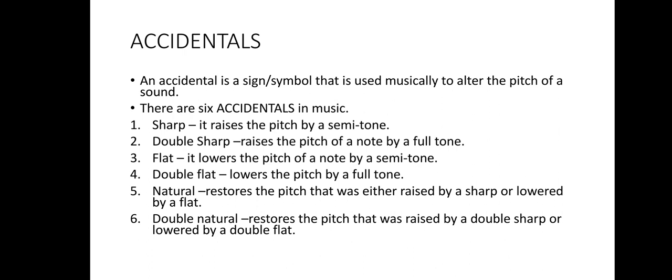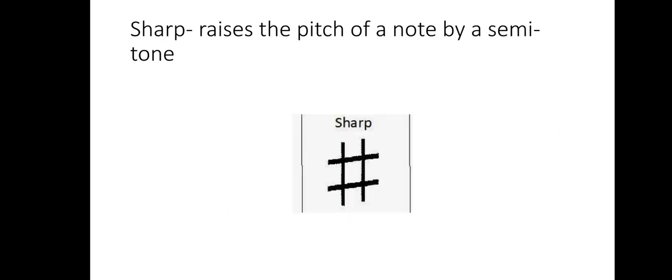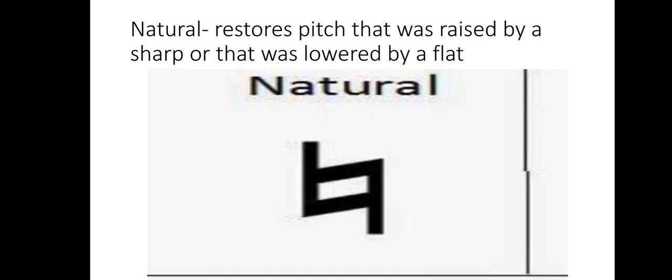A sharp raises the pitch of a note by a semitone. The double sharp raises by a full tone. A flat lowers the pitch of a note by a semitone. A double flat lowers by a full tone. A natural restores the pitch that was either raised by a sharp or lowered by a flat. And a double natural will restore the pitch that was raised by a double sharp or lowered by a double flat. That's the meaning of such accidentals.